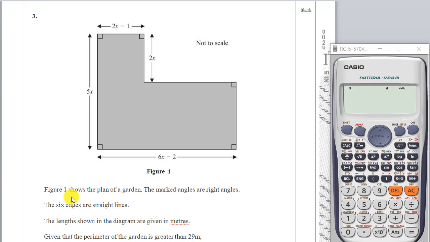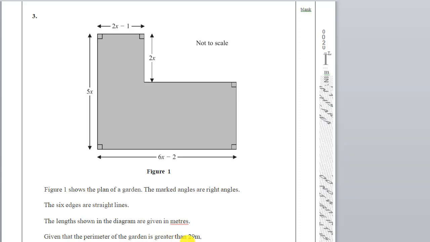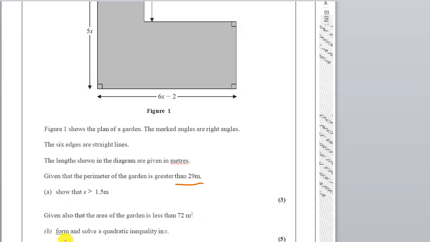Figure 1 shows the plan of a garden. The marked angles are right angles. The 6 edges are straight lines. The lengths shown in the diagram are given in meters. Given that the perimeter of the garden is greater than 29, show that x is bigger than 1.5.